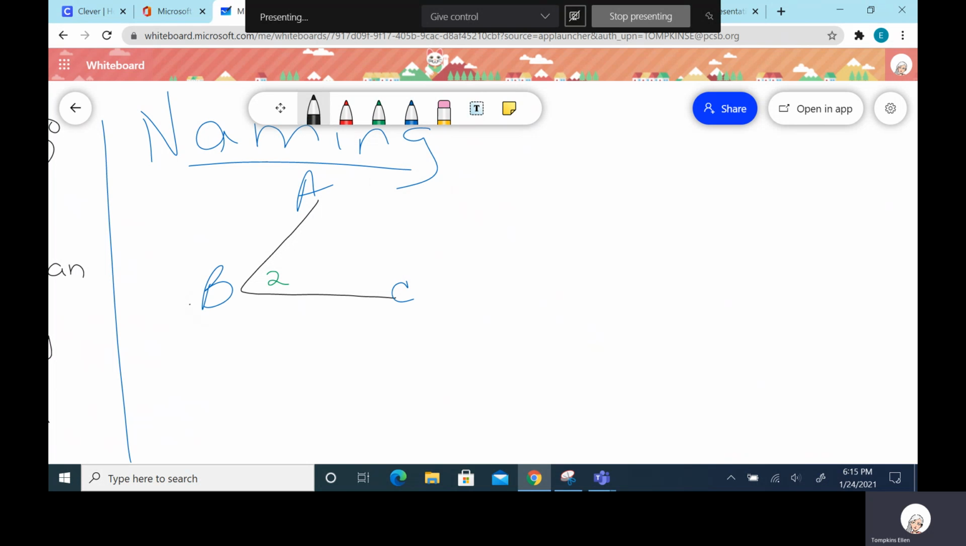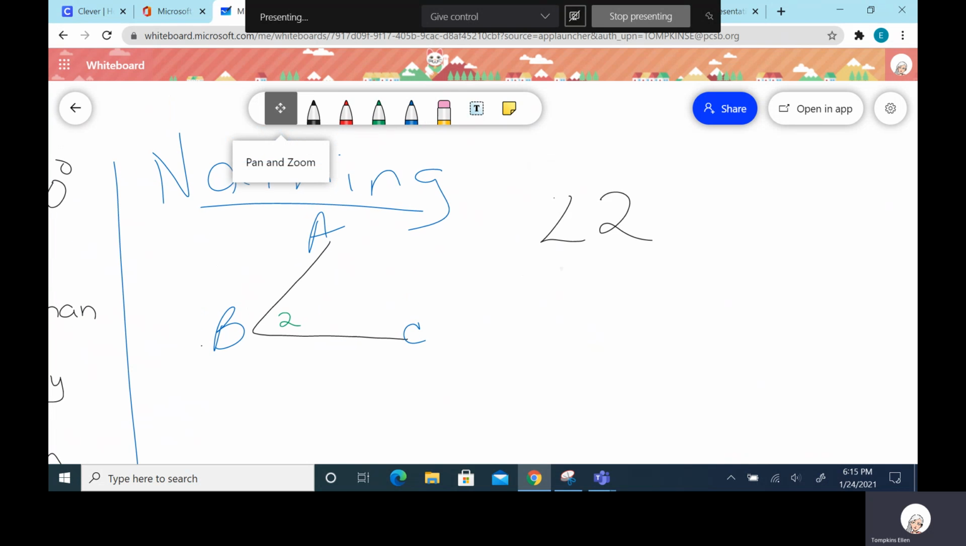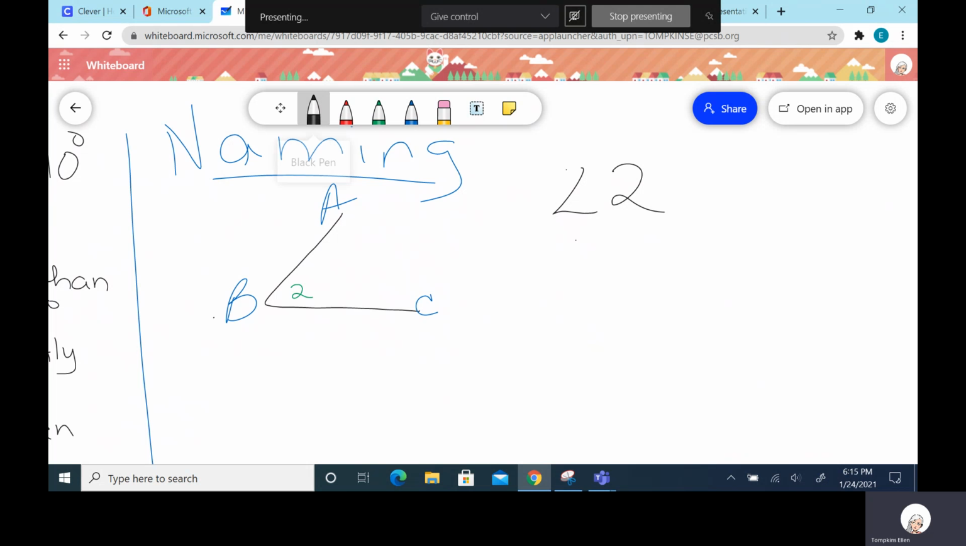For you to name this angle, you can name it by the number. So this could be called angle 2. You could also name it by that vertex. That's the point. So right here where that letter B is, this could also be referred to as angle B.